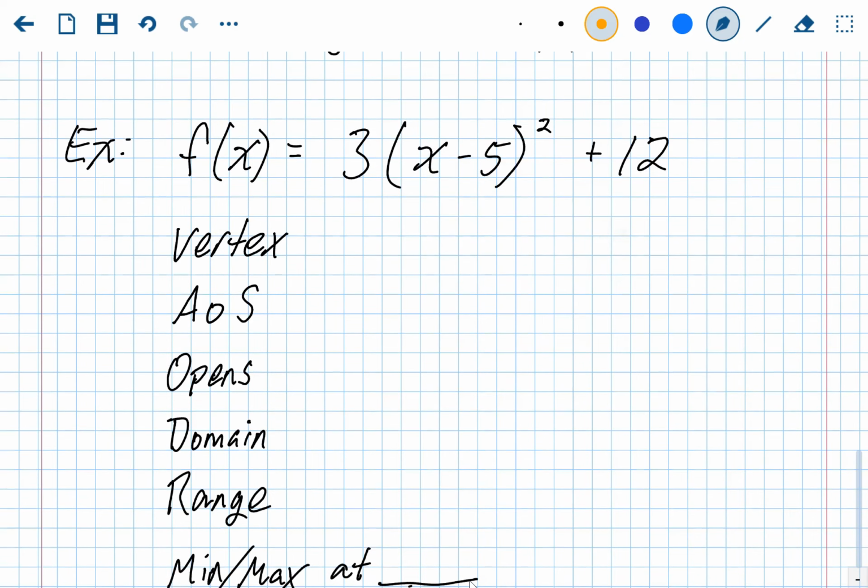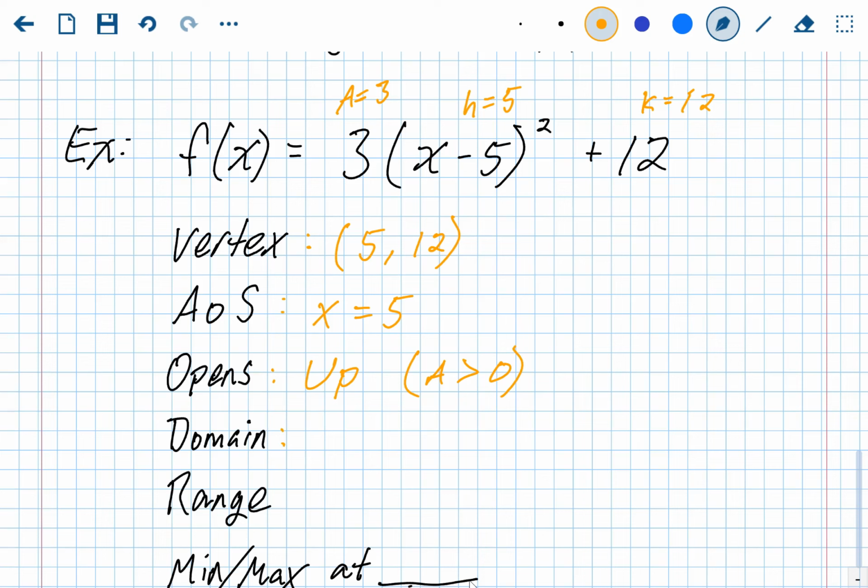All right, so what do we know? We know a is 3. We know h is +5. And we know k is 12. So we know our vertex, h comma k, 5 comma 12. We also know the axis of symmetry. It's going to be x equals h, x equals 5. We know the opening. It opens up. Why does it open up? Because a is positive. a is bigger than 0.